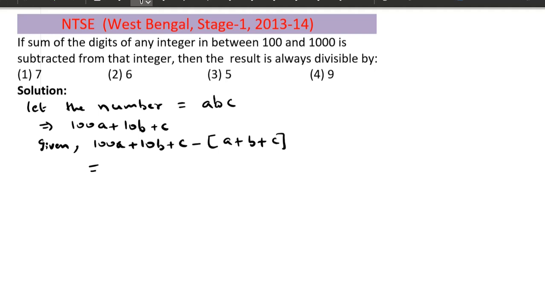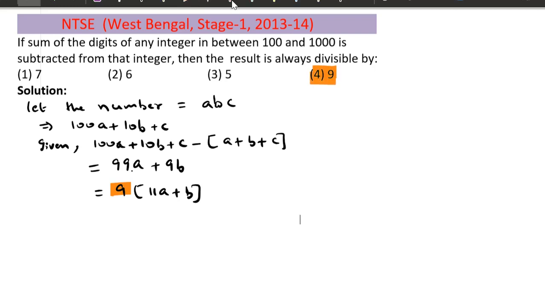Then what about that resultant? It is 100A minus A, that is 99A, plus 10B minus B, that is 9B, plus C minus C we can eliminate. Then we get only 99A plus 9B. If you take 9 common, then we get 9 into (11A plus B). So the resultant number contains 9 as a factor, so it is always divisible by 9 only. So option 4 is correct.